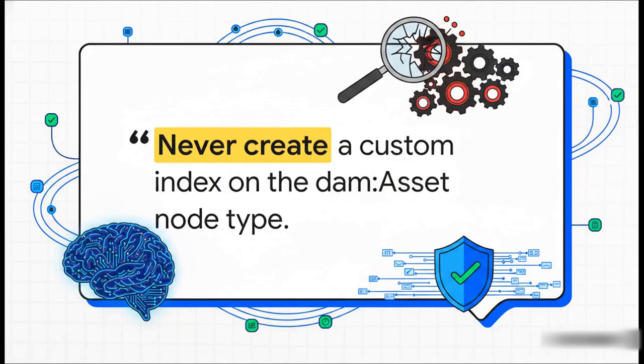I want to pause right here and highlight this direct quote from the documentation because it is absolutely crucial. Never create a custom index on the dam:Asset node type. Customize the OOTB index instead. I cannot stress this enough. Building a totally custom index on the dam:Asset node type is a massive common root cause for performance tanking. Why? Because your custom index might accidentally trick the query engine into thinking it's the lowest cost, which ends up overriding the main asset search and literally breaking OmniSearch. Just don't do it. Always customize the OOTB damAssetLucene index instead.